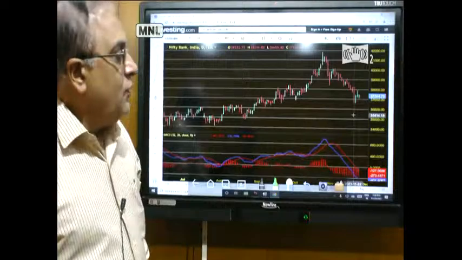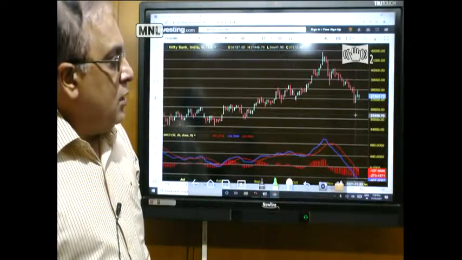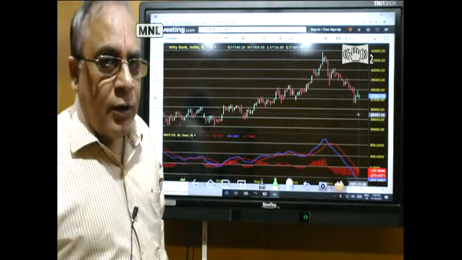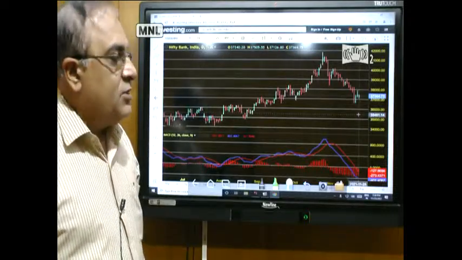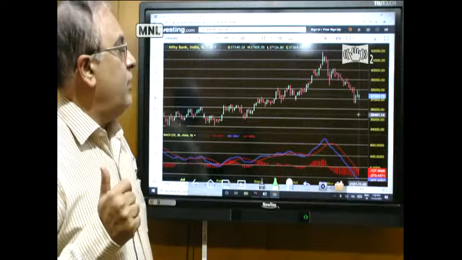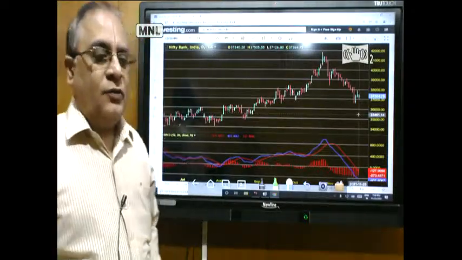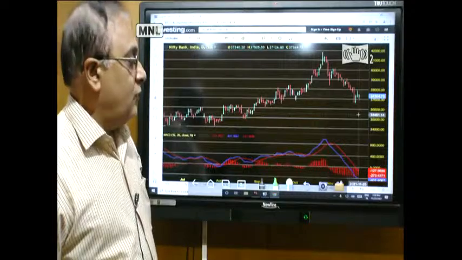So tomorrow if it starts going above this day's high, then we will have a bottom here. We will have a bottom here. Higher bottoms keep coming, because of which we can go for a long. So if it goes above 37,505, then we should be a buyer as far as Bank Nifty is concerned.